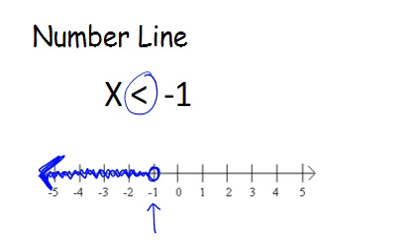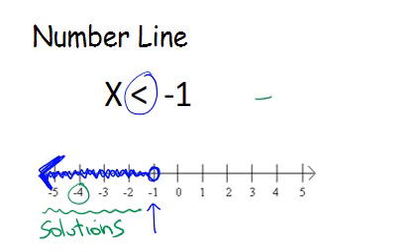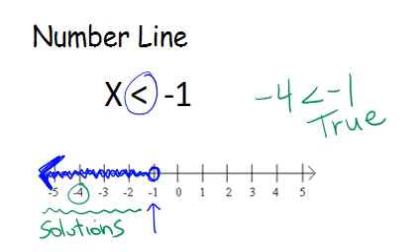All of these numbers are possible solutions to this inequality statement, meaning that I can put any number in for X and it will make a true statement. Always check yourself. -4 is less than -1. That is true. We graphed the correct way. And also the tip that our inequality symbol is pointing to the left. We can check that we graphed to the left.